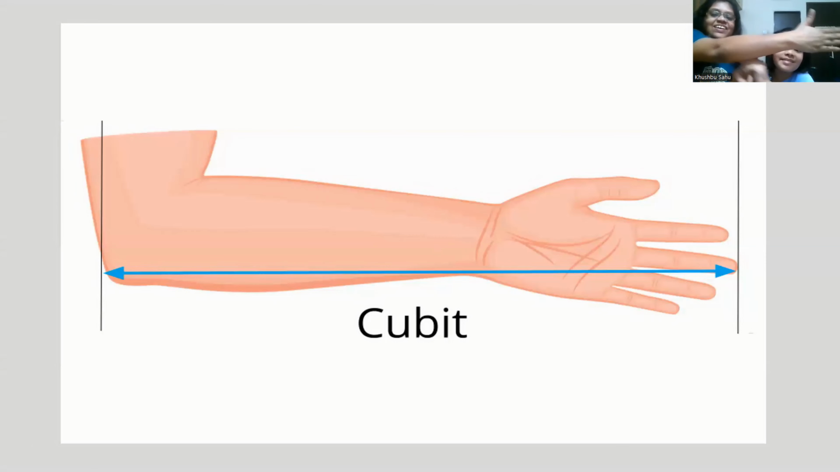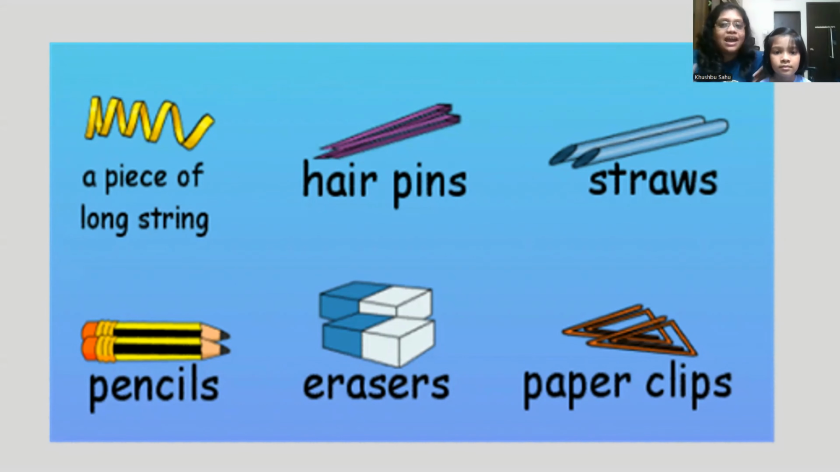The table is 2 cubits and 1 hand span. Yesterday, we measured a table, and according to Advika's cubit, the table is 2 cubits and 1 hand span. But for me, the table is completely 2 cubits. So cubit is also a non-standard unit. Cubit, hand span, pace. We can consider some objects also as a non-standard unit of measurement.